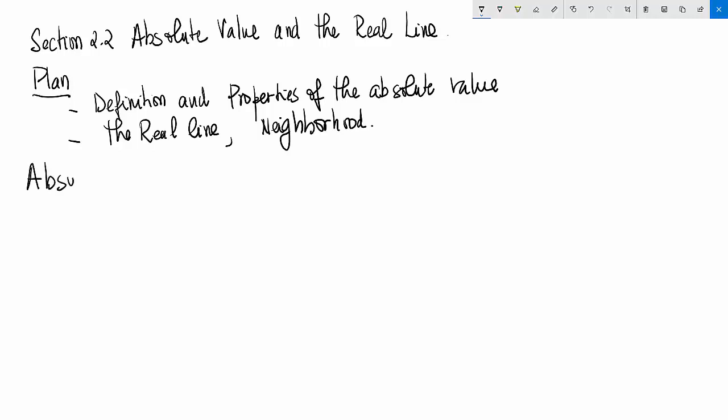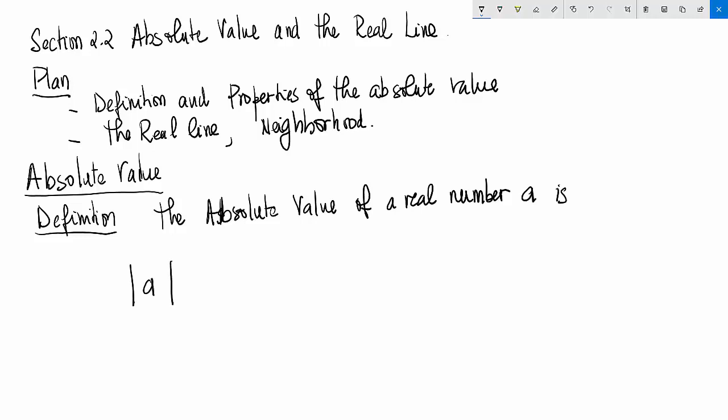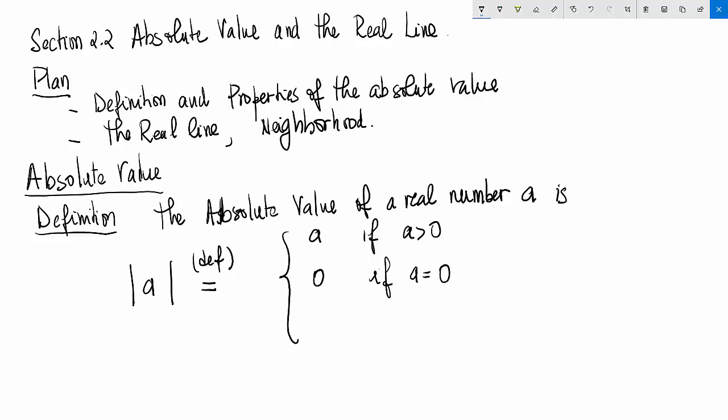Okay, so definition. What is an absolute value? So by definition, the absolute value of a real number A is denoted by |A|, and it's defined as being equal to A if A is positive, it's going to be equal to 0 if A is 0, and it's going to be equal to negative A if A is less than 0.